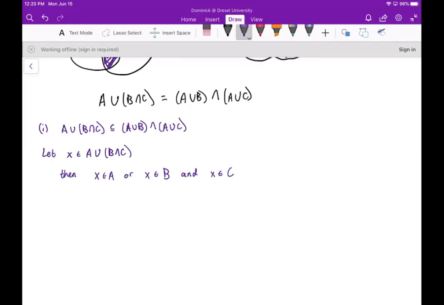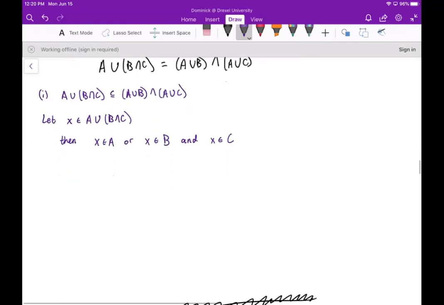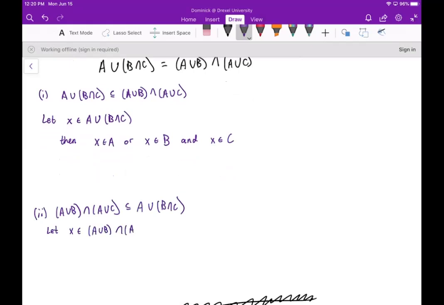Okay. Now here it may not be clear as to where we go from here. And what we can do in that case is let's go ahead and leave ourselves a little bit of room, and let's try looking at the other direction. Let's try looking at A union B intersect A union C and proving that that's a subset of A union B intersect C. And a lot of times this will give us some insight on what we can do in the other case as well. So let's let X be an element of the left side, A union B intersect A union C.